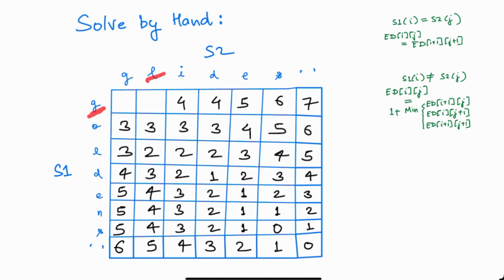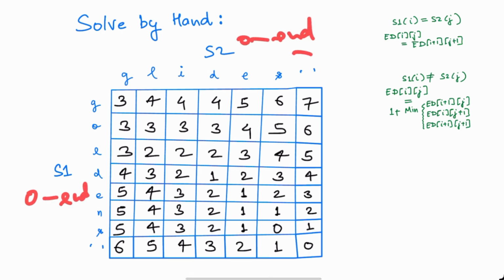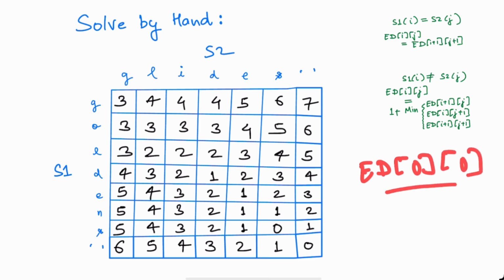L and G do not match, let's put 3 plus 1, which is 4. G and G do match, so let's put this, which is 3. Eventually, our answer for the complete string S1 and the complete string S2, by complete, I mean going from 0 till the end and 0 till the end. So overall answer would be ED of 0, 0. And therefore, the answer is 3.